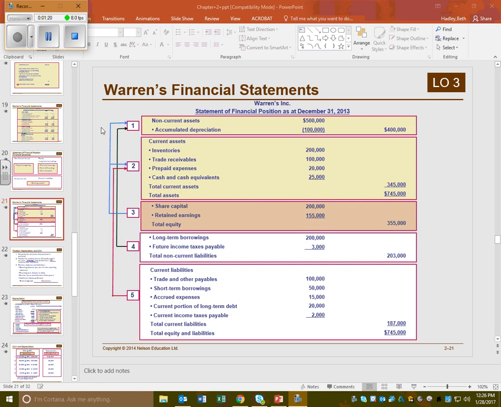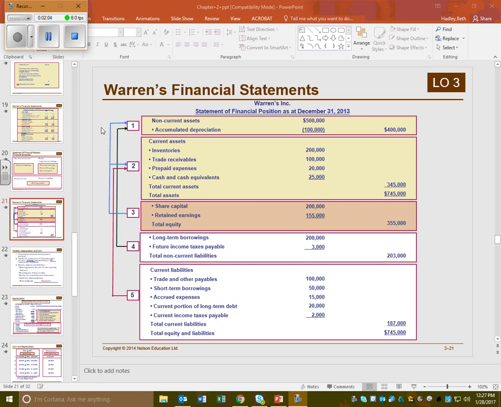Then we have something called future income taxes payable. This actually used to be called deferred taxes. We're actually going to be talking about this in a minute as well in relation to the accumulated depreciation. Then we come down into our current liabilities, and we're talking about regular accounts payable, short-term borrowings, borrowings that are paid off within the first year or the next year, accrued expenses. We discussed this already. A lot of times expenses that we know are going to happen, but we haven't received the bill yet, we set them up as accrued expenses.